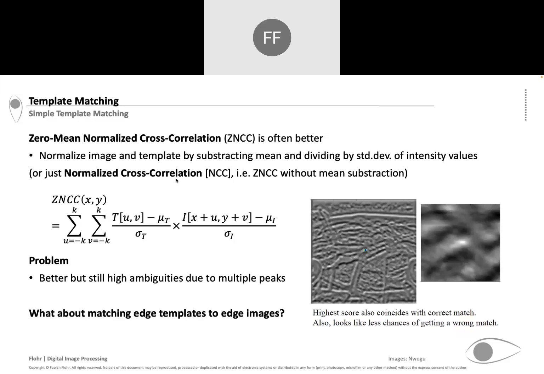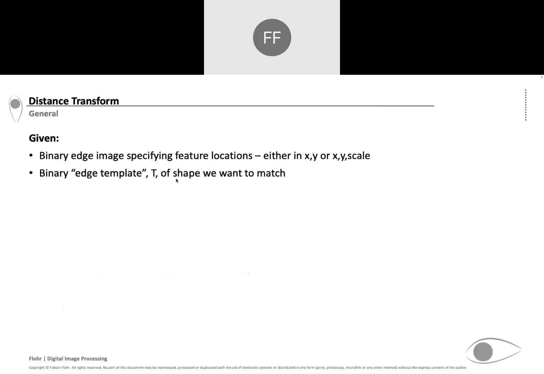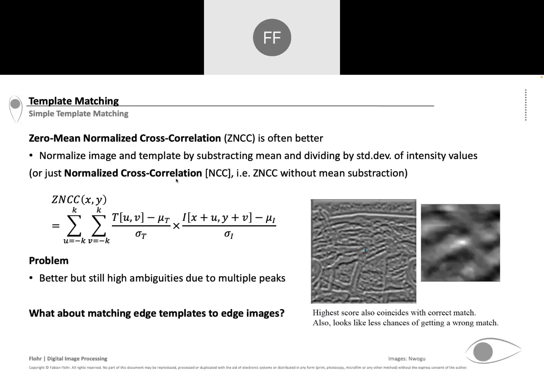So you need at least to know roughly the location where you're looking at. If you need to look over the complete image, then you have a problem, right? Then you have to have a lot of luck that this is really the local maximum that you're looking at.